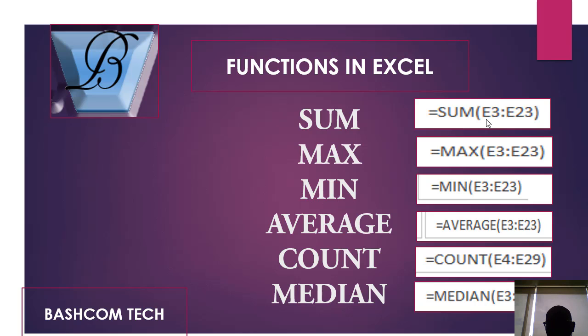These are the major formulas that we use. For sum, it is equal to sum, the first cell, colon, the last cell. For max, we have equal to max, the first cell, colon, the last cell. For minimum, equal to minimum, the first cell, colon, the last cell. For average, the formula is equal to average, the first cell, colon, the last cell. For count, the formula is equal to count, the first cell, colon, the last cell. And also we have the median. Now let's do some practicals.